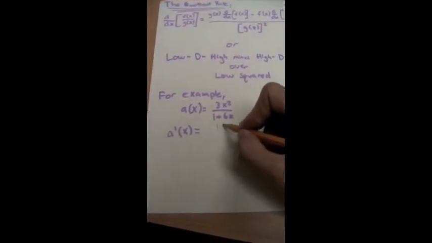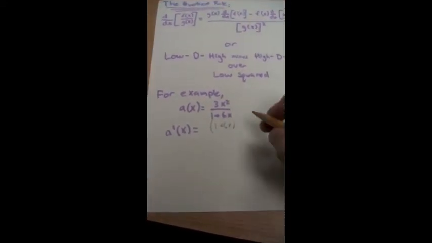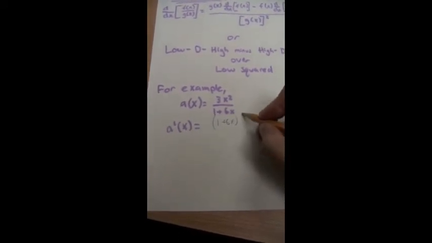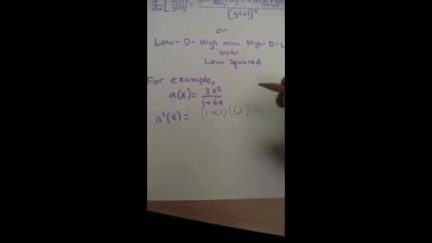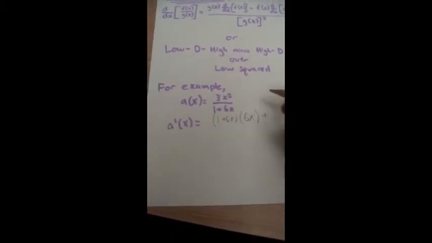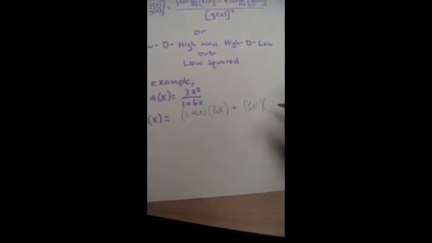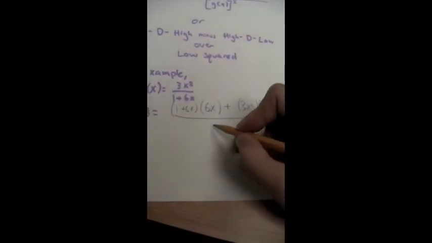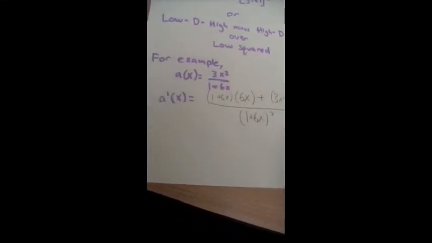So low d high, take the low expression, which is 1 plus 6x. D high, you're trying to find the derivative of the first expression on the top in the numerator. So you know that would be 6x, because we're using the power rule, plus high d low, 3x squared. D low would be 6. And then all this is over low squared, 1 plus 6x squared.